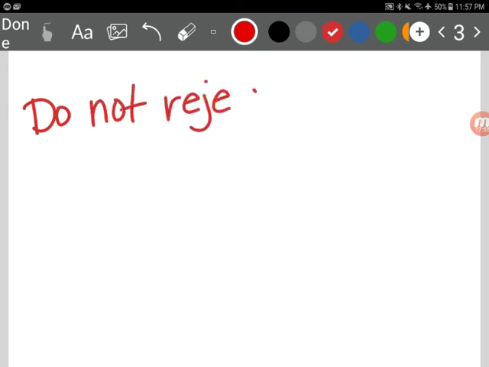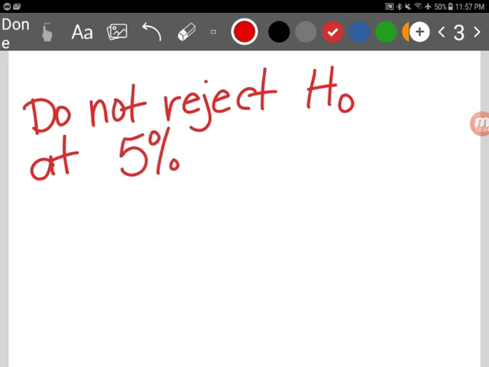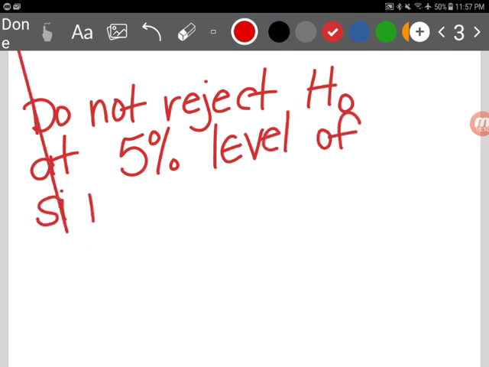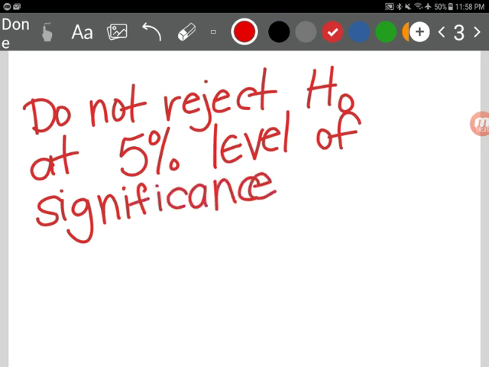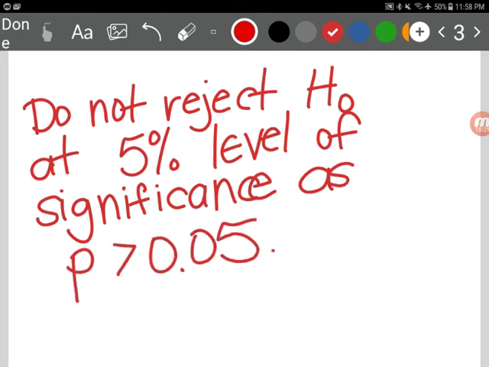This means that we do not reject the null hypothesis at 5% level of significance as P is greater than 0.05. That's what that tells me.